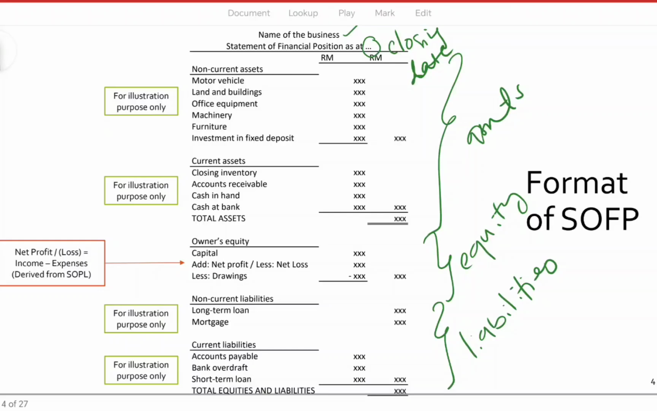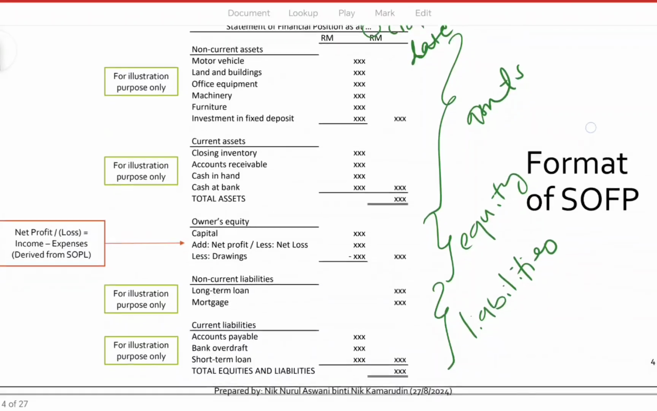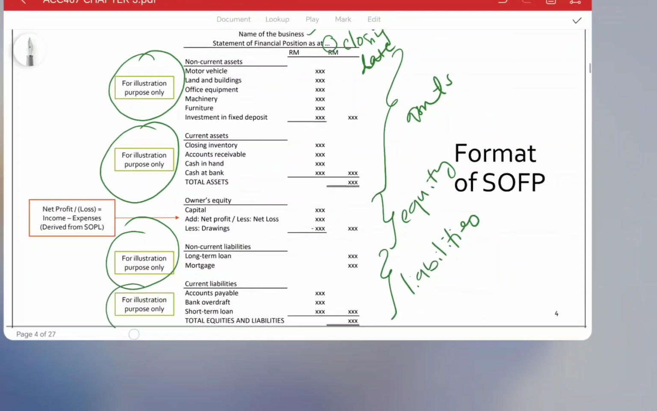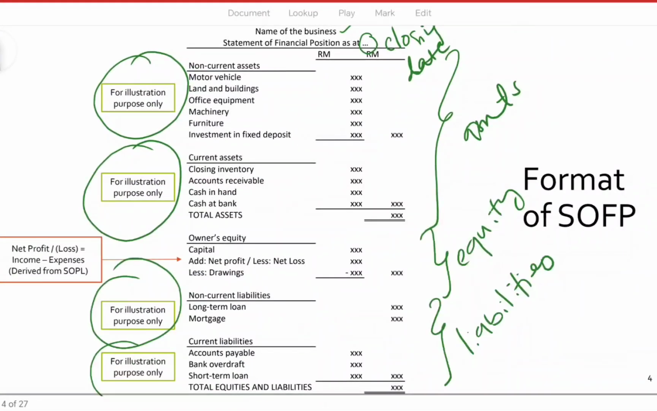And then for the liabilities, similar to asset, we are going to divide into 2 categories, which are non-current liabilities and current liabilities. The items under each of these asset and liabilities sections are however different from one business to another business, depending on the assets and liabilities that they have. So that's why I have noted here that the items are for illustration purpose only. It could be different from one business to another business.